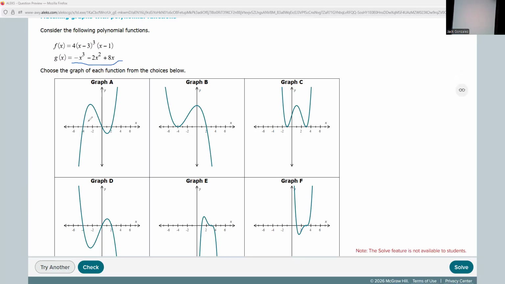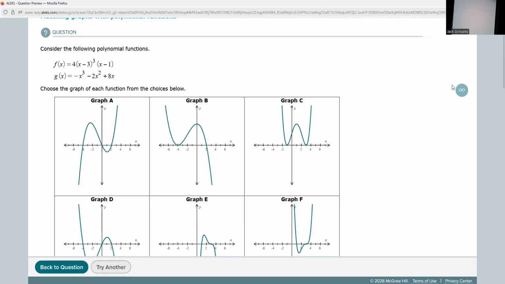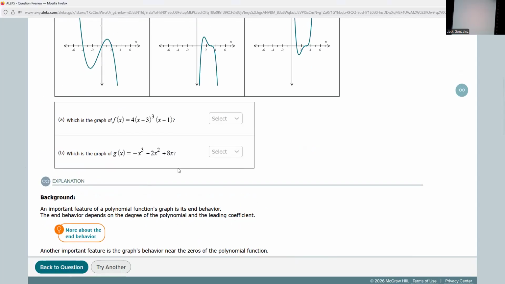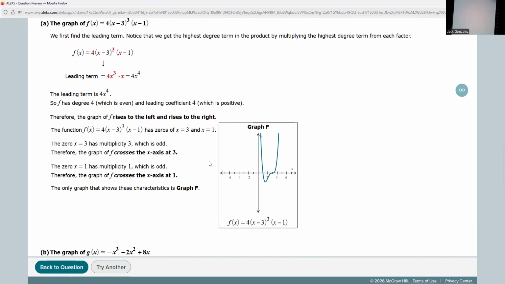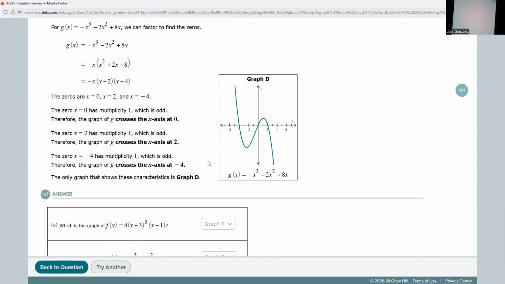And it has to be flipped. So the graph has to be B or D right here. So now the only way to rule it out is which one has the correct intercepts. So you'd have to factor this and solve it. Let me show you the explanation here. They have it factored for us. Okay, where is it? D.